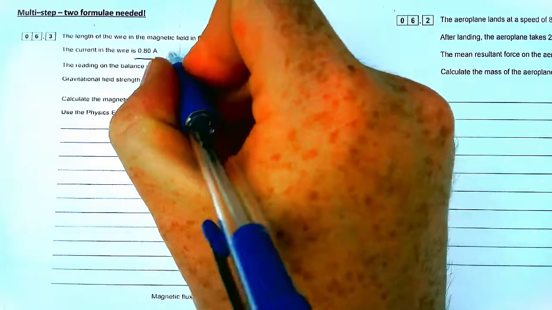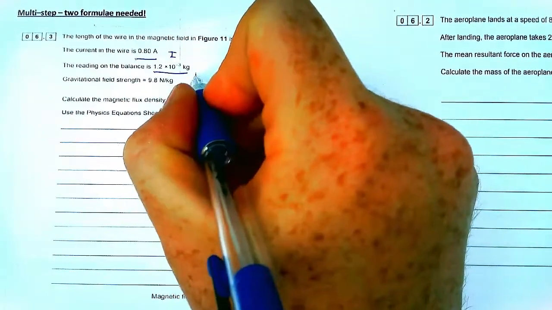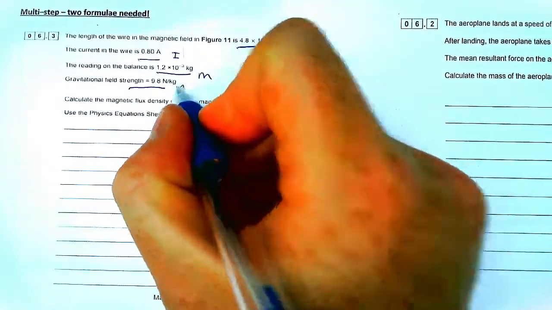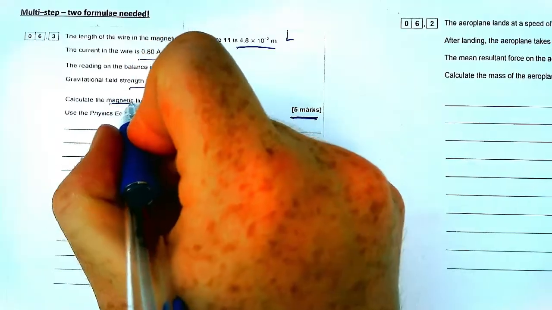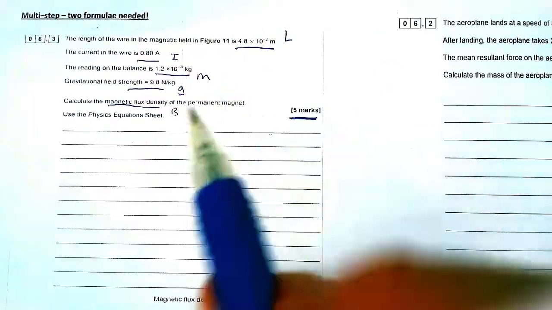We've got a reading on a balance. Now it doesn't say what it is, but it's in kilograms. So we should be able to figure out that means it's mass. We've got a gravitational field strength, which on Earth is 9.8, and we are asked to work out the magnetic flux density of the magnet. So I've written the symbols in here. Let's have a look at the equation sheet, see what we can find to help us.